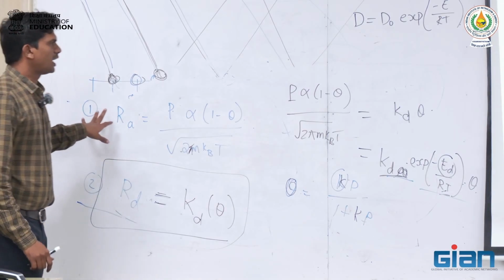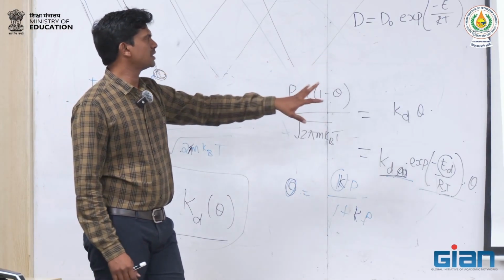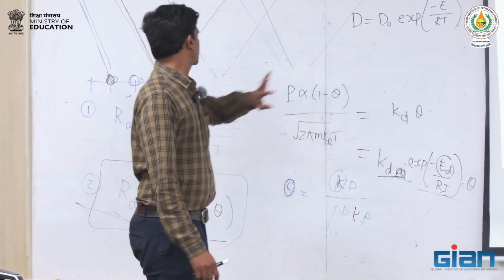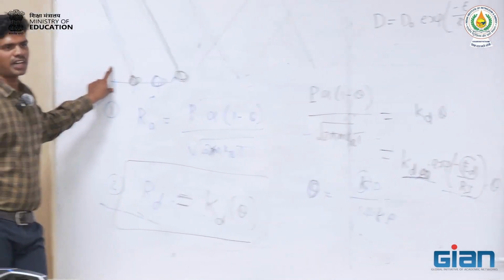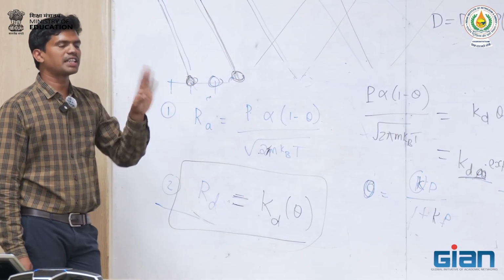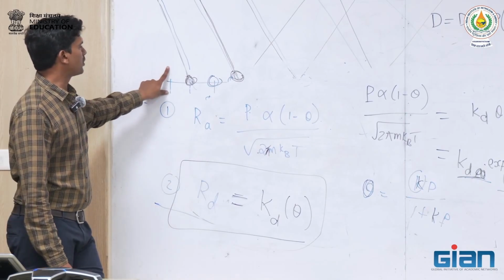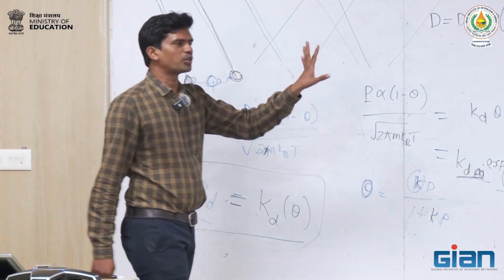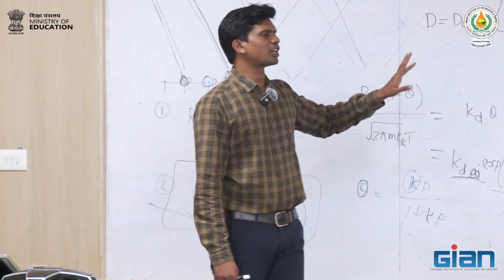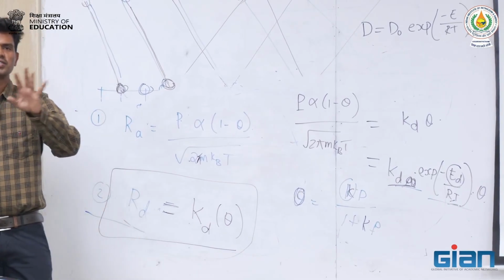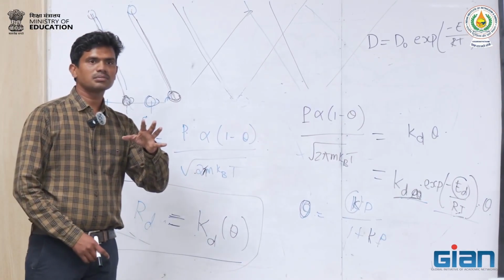As we see, this all depends on the assumptions which we make here. The assumption is that the surface is flat. The second one is that all adsorption sites have equal energy and only one molecule can adsorb at one site. So that's why this is only applicable to monolayer adsorption. We never talk about multilayer adsorption.